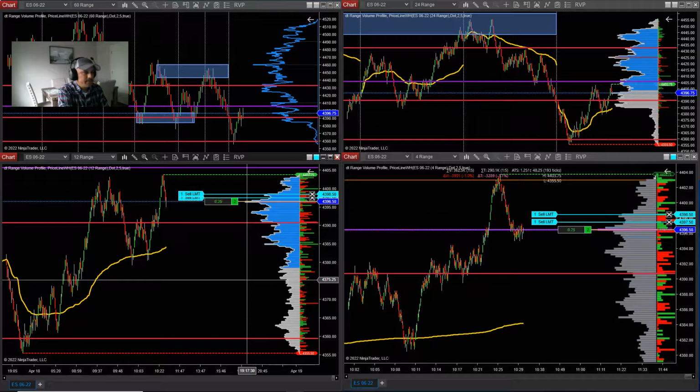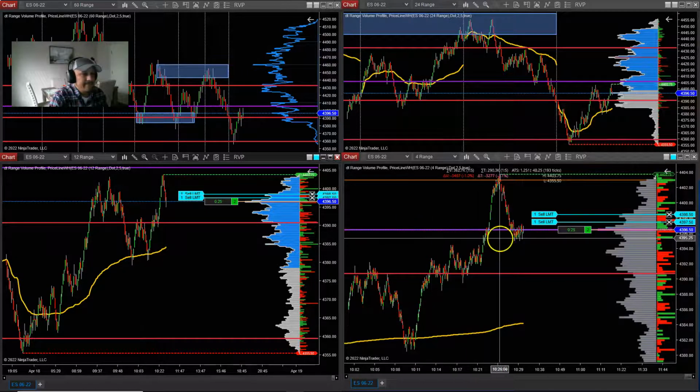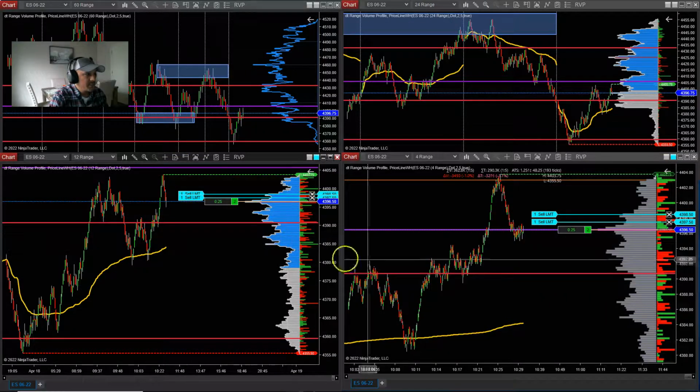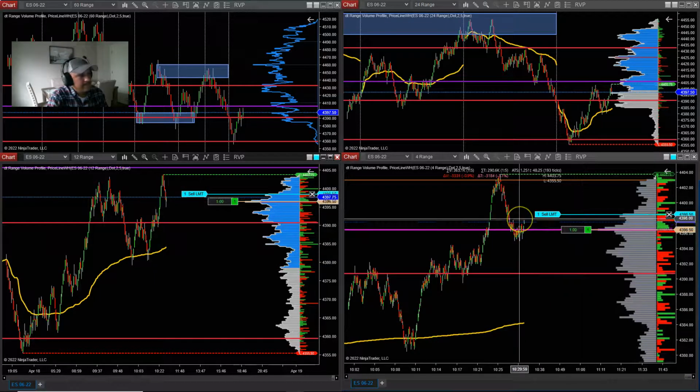Come on. Could possibly reject this area and price pull back up to around the 4,400 area and maybe push higher, but we'll see. First contract filled. Come on, push up.